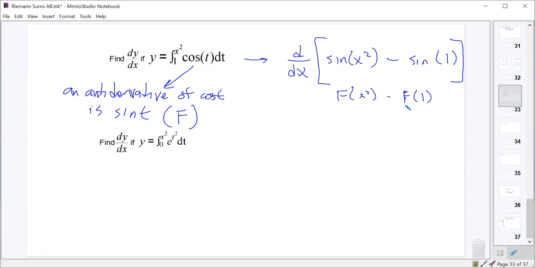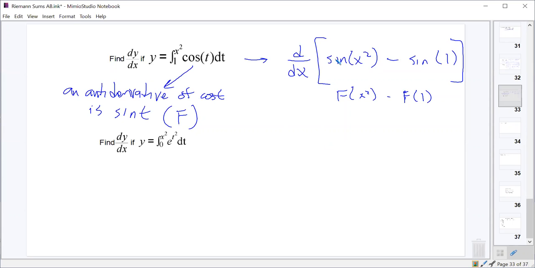So now comes the extra little added part to this. What's the derivative of the sine of x squared? Cosine x squared. Say that again. I couldn't hear you. Two x cosine x squared.